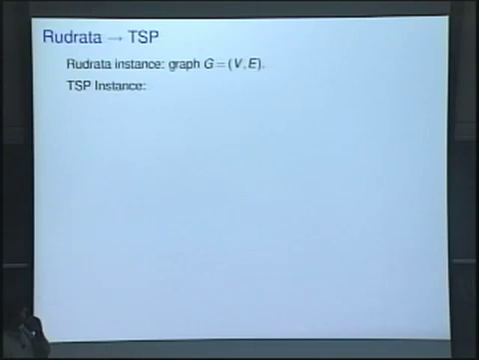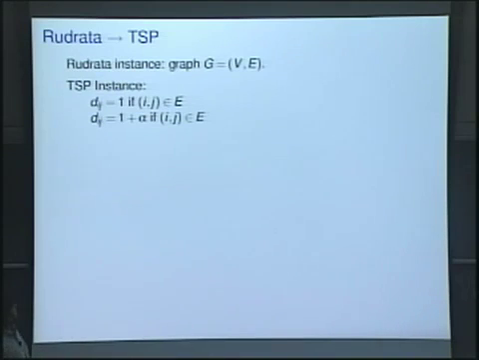For Rudrata cycle, you're given a graph and you want to visit every node exactly once. The TSP instance, remember, you want to have a distance between every pair of nodes, and you want to minimize the cost of a tour that visits everybody. So we're going to set d of ij to 1 if ij is an edge, and d of ij to 1 plus alpha if ij is not an edge.